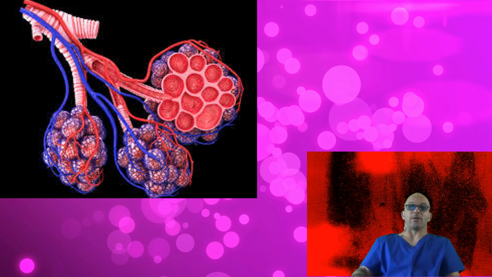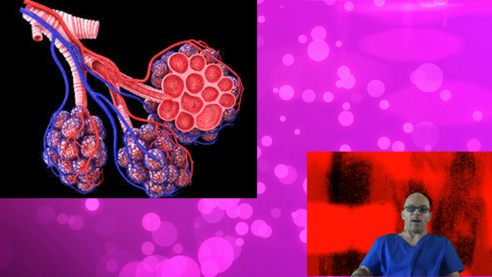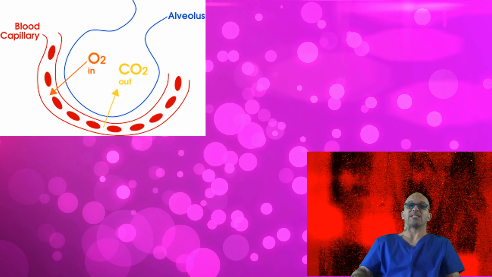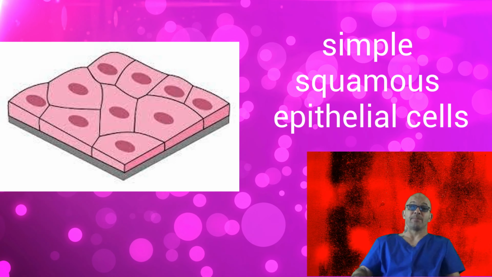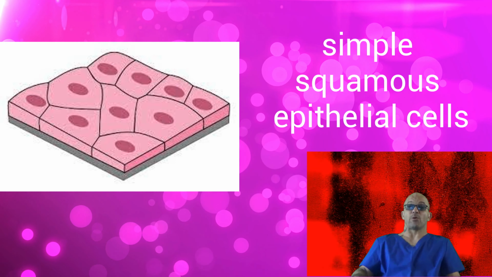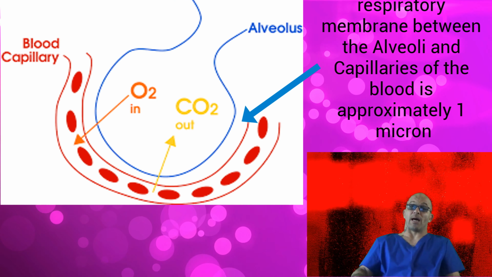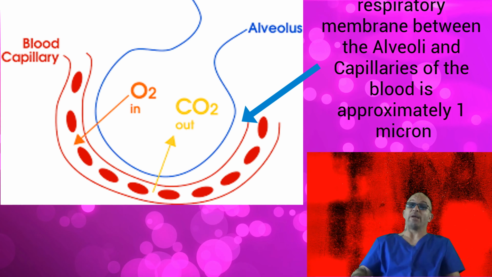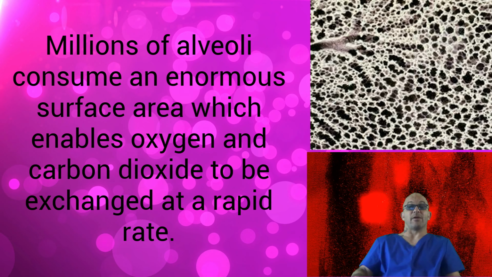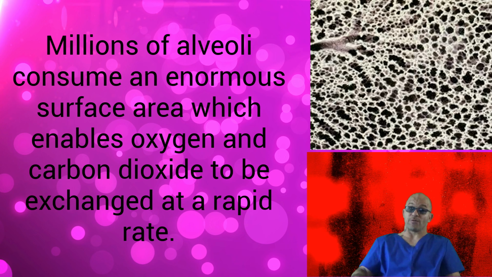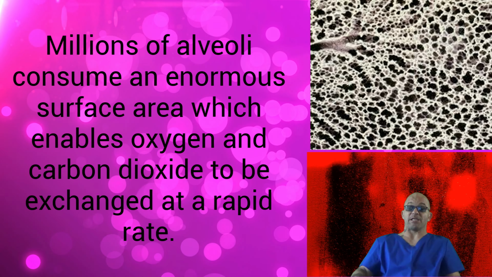At the end of the bronchioles are the microscopic alveolar ducts. These form grape-like structures of alveolar sacs. This is where oxygen and carbon dioxide are exchanged. The alveoli are made up of simple squamous epithelial cells. The respiratory membrane between the alveoli and capillaries of the blood is very thin, approximately 1 micron. The millions of alveoli consume enormous surface area, which enables oxygen and carbon dioxide to be exchanged at a rapid rate.